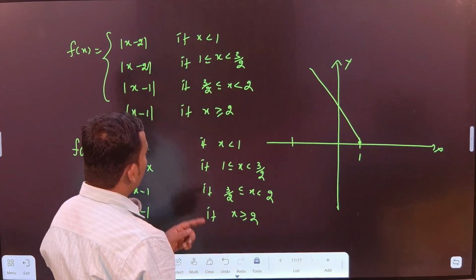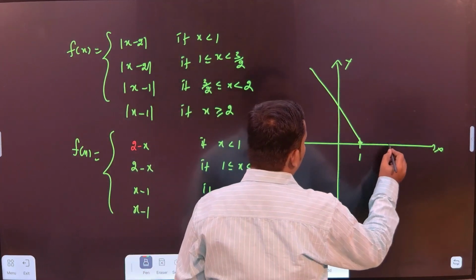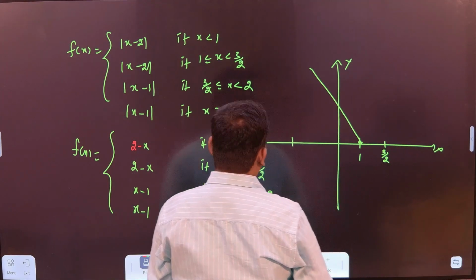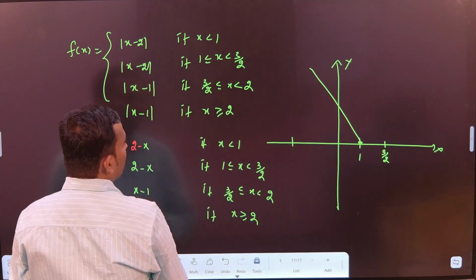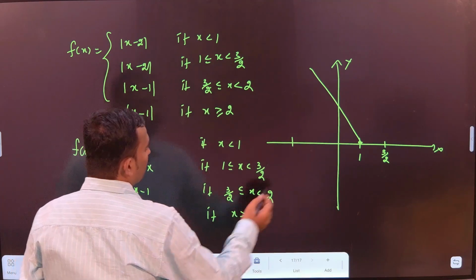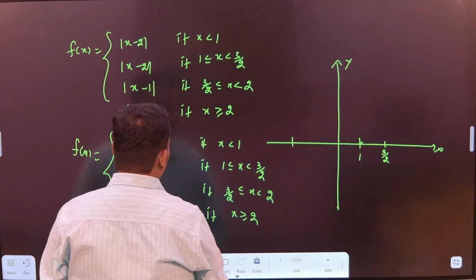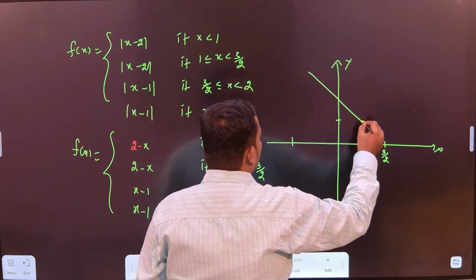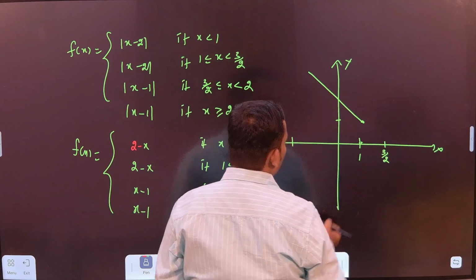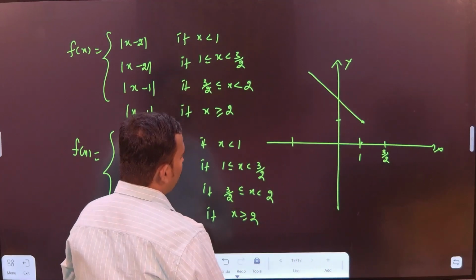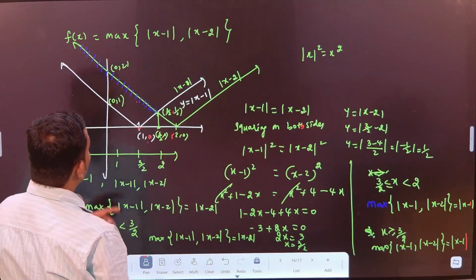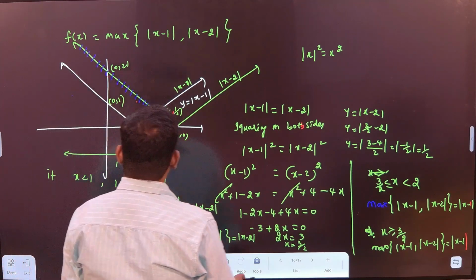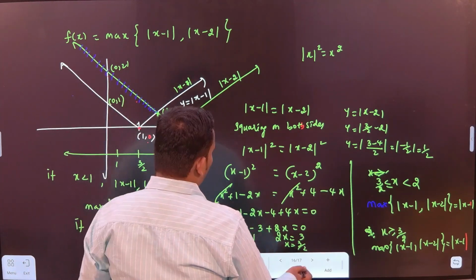When you take 1 to 3 by 2, when you take 1, 2 minus 1 is 1, no? Better you do one thing. If you take here 1, this graph is like this. And when you take 1 to 3 by 2 also, because you can see the graph will be intersecting at 2, the graph will be like this. So 1 here and again this.